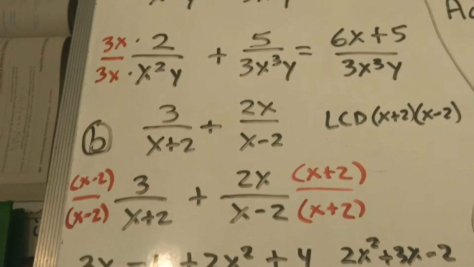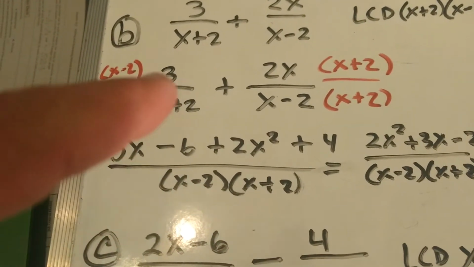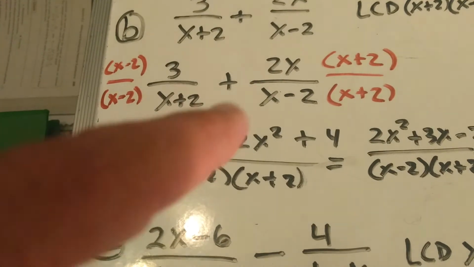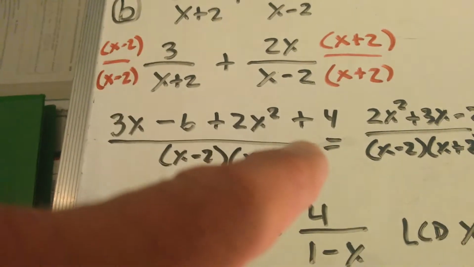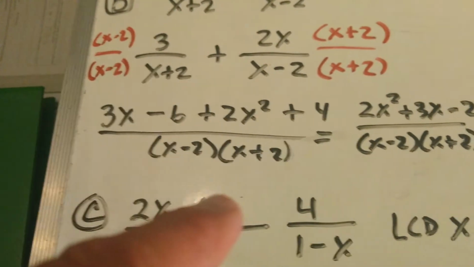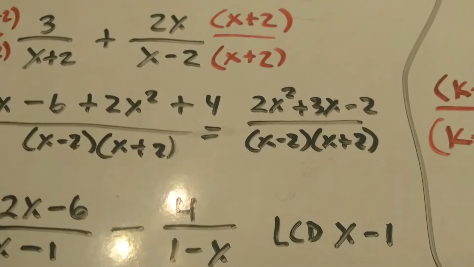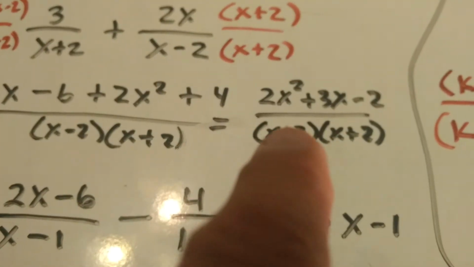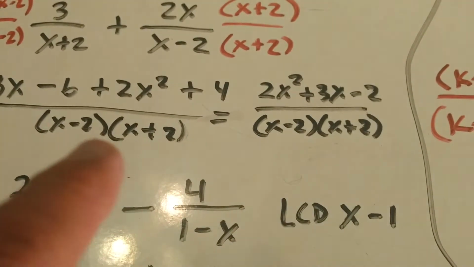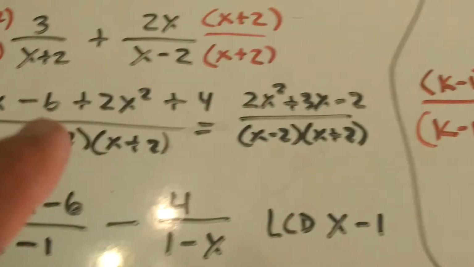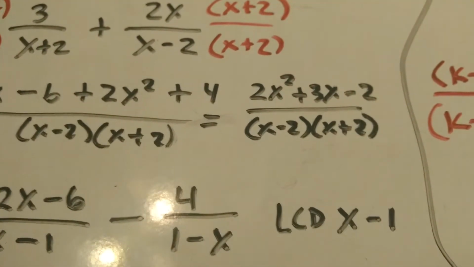Okay? When I multiply 3 times x, I get 3x. 3 times 2, I get minus 6. When I multiply 2x times x, I get 2x squared. 2x times 2, I get 4. Combine like terms and put it in descending order, which is what all polynomials need to be. I get 2x squared plus 3x minus 2 over x minus 2 times x plus 2. See, I get the 2x squared, I get the 3x, and minus 6 plus 4 is minus 2.